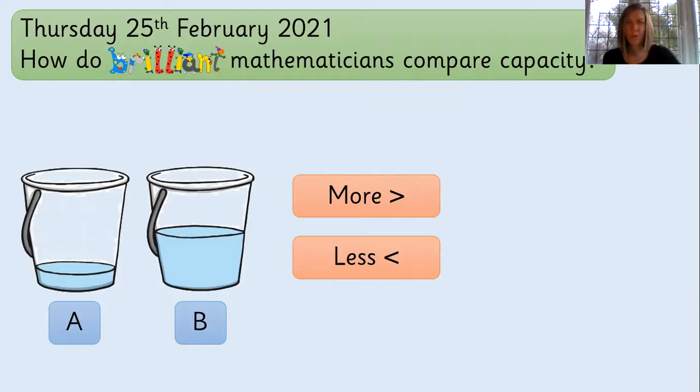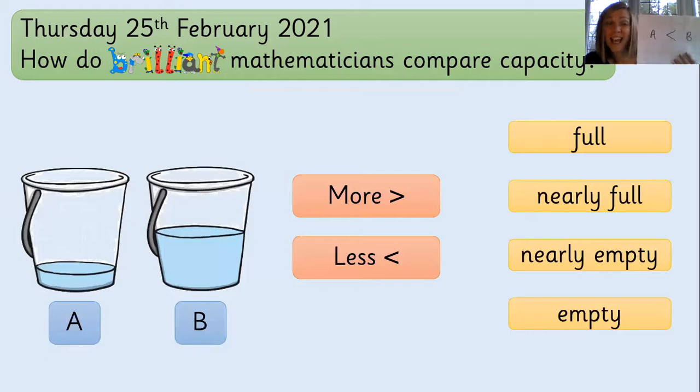See if you can show me your boards. A is less than B. So I've got my small part of my arrow pointing to the small amount and my big open mouth going to the biggest amount. So A is less than B. And I can tell you why, because A is nearly empty. I'm using those words again.